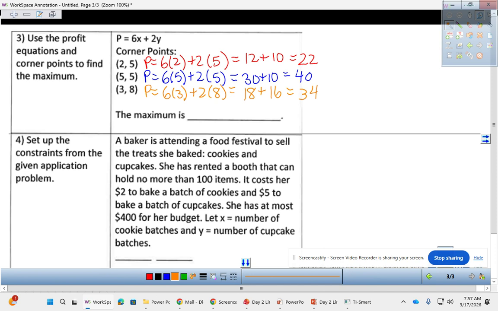So it says the maximum profit is. So now that I have worked all of those out, I am looking for what number is the biggest. And I'm going to say that the biggest profit is $40, since usually profit is money. And that happens at the coordinate point 5, 5.